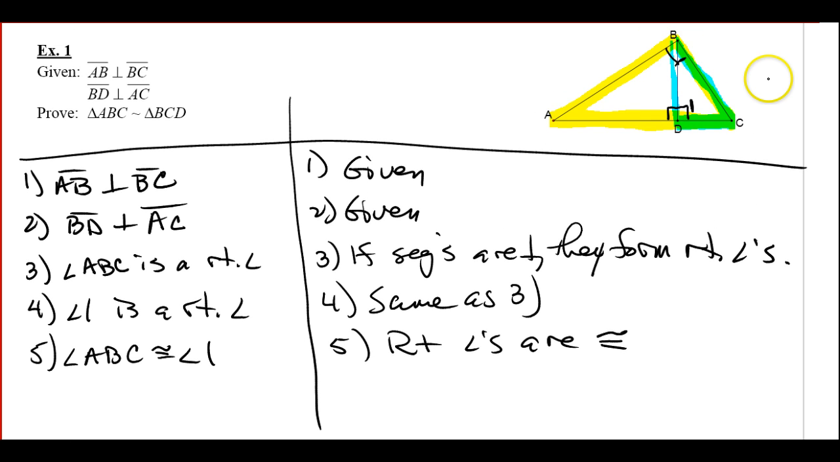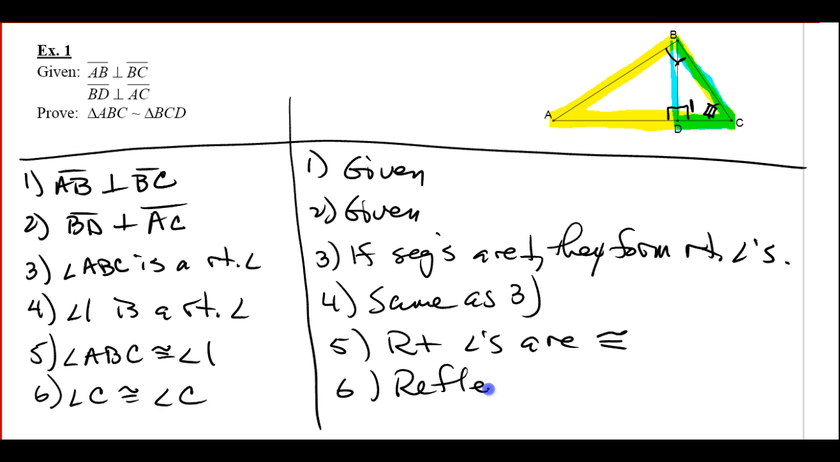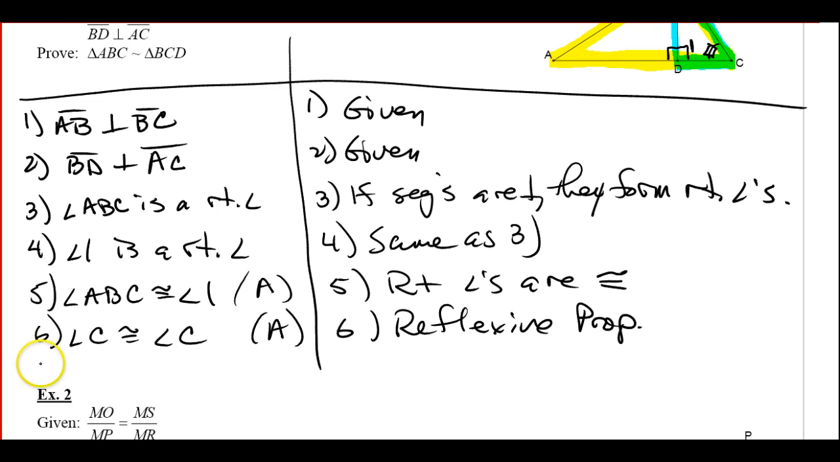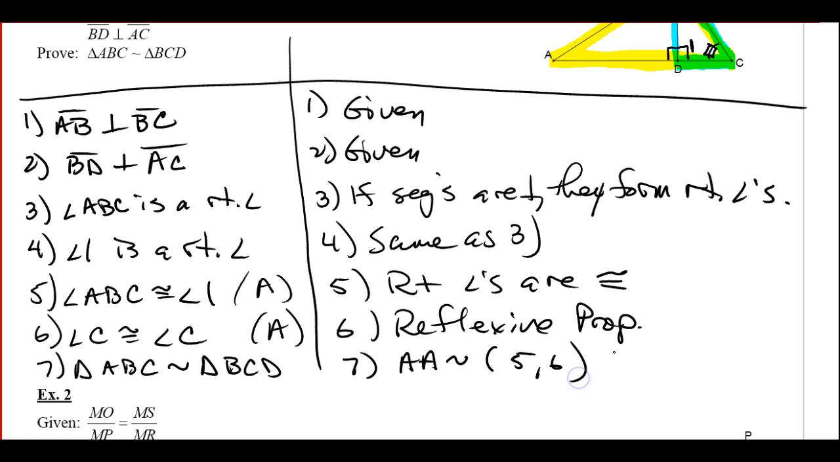So you see these two triangles overlap, and actually angle C here is common to both. So that's going to be a reflexive angle. So step 6, angle C is congruent to angle C by the reflexive property. So I have a pair of angles here, I have a pair of angles here. That's all I need to get my triangle similar. So step 7, I've got triangle ABC similar to triangle BCD by angle, angle, similarity, and I had the steps from 5 and 6.